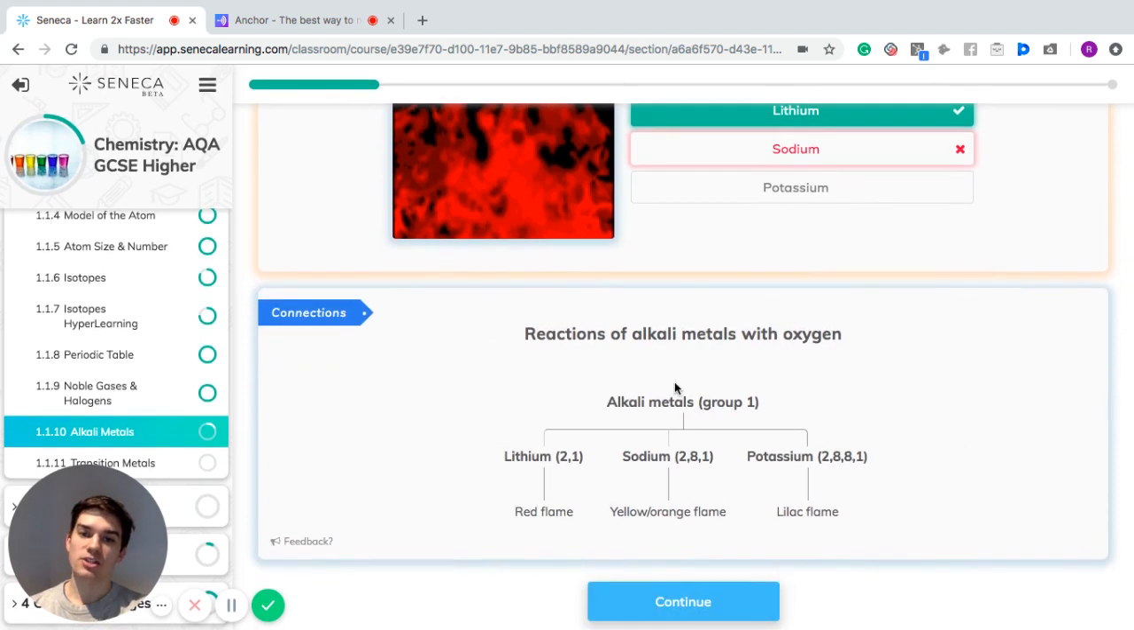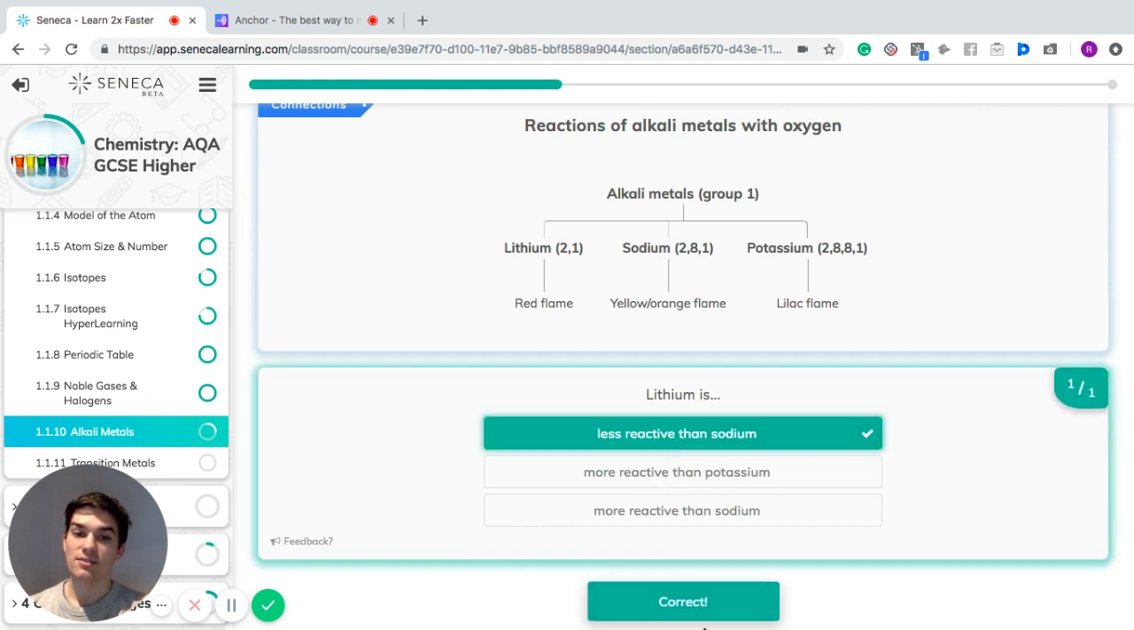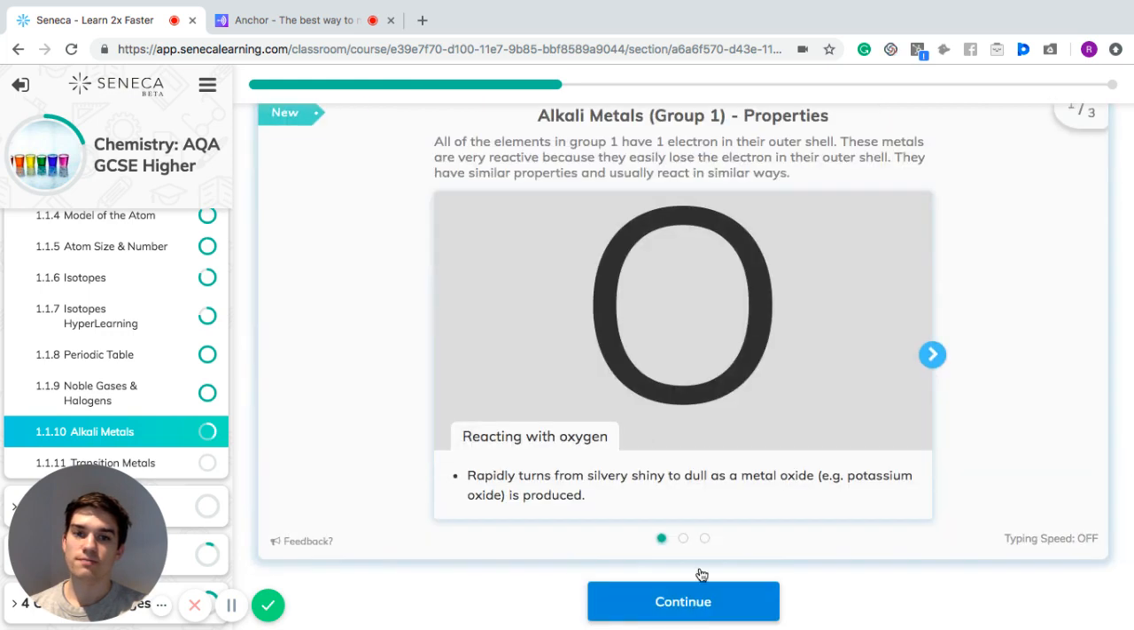And some of those reactions of alkali metals again with oxygen. So alkali metals are in group 1. You've got lithium, electron structure 2,1, that burns with a red flame. Sodium, electron structure 2,8,1, burns with an orange or yellow flame. And potassium, electron structure 2,8,8,1, burns with a lilac flame. So lithium is less reactive than sodium, if we remember.